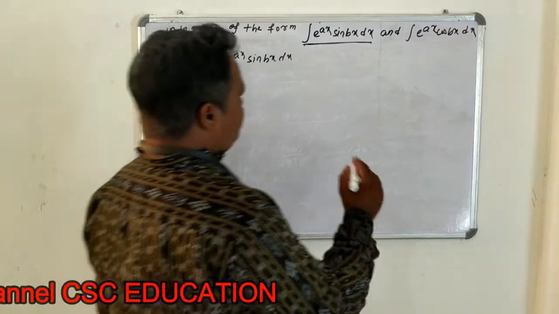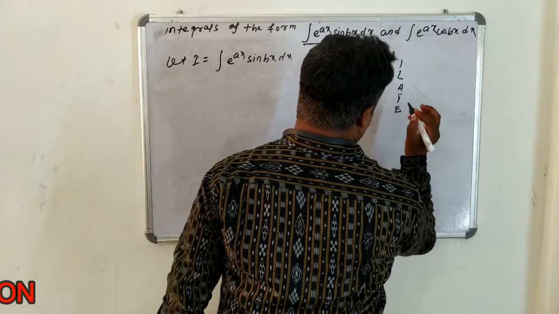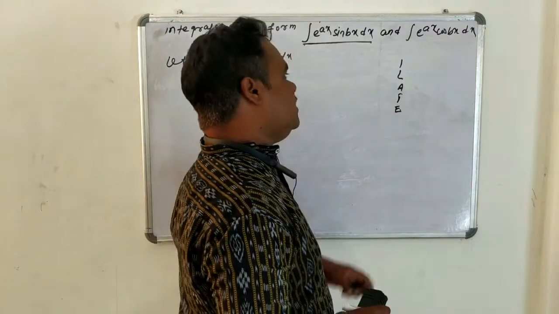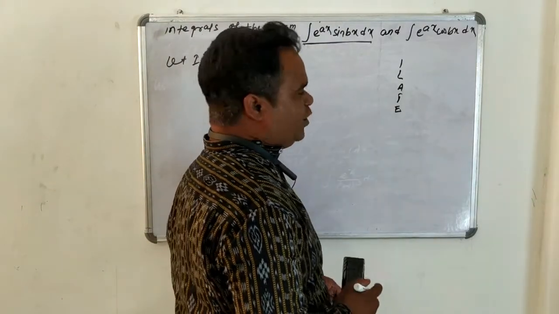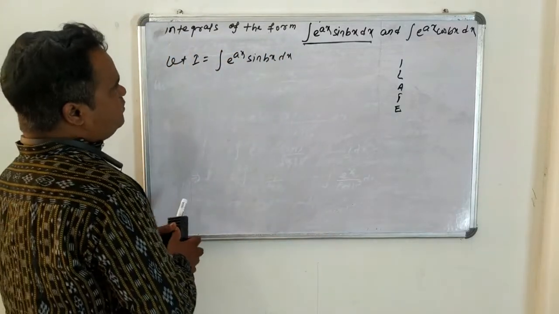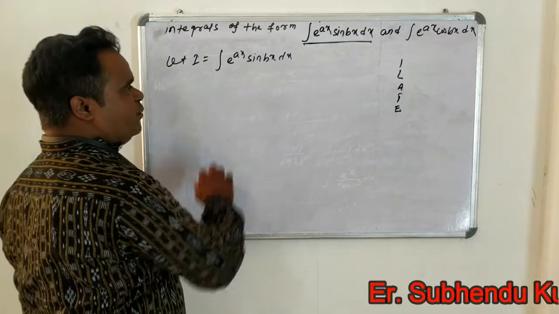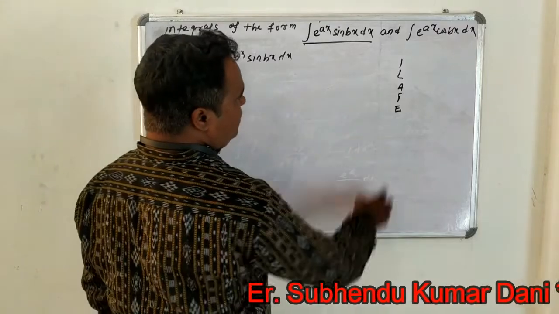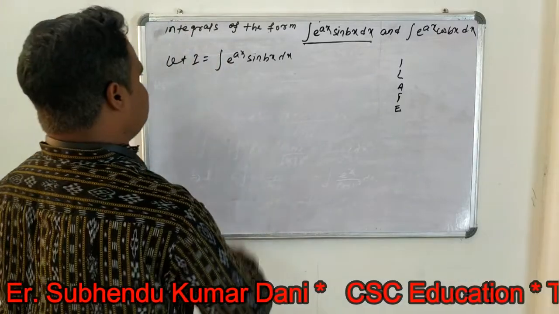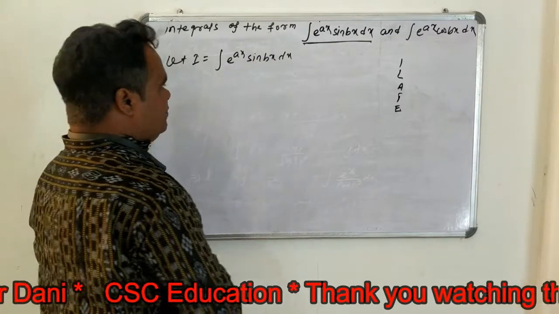I am using the ILATE formula. ILATE means firstly inverse trigonometric functions, secondly logarithmic functions, thirdly algebraic functions, fourthly trigonometric functions, lastly exponential functions. In your question, two functions are there: one is the exponential function, another is the trigonometric function. By ILATE, the trigonometric function is the first function and the exponential function is the second function.